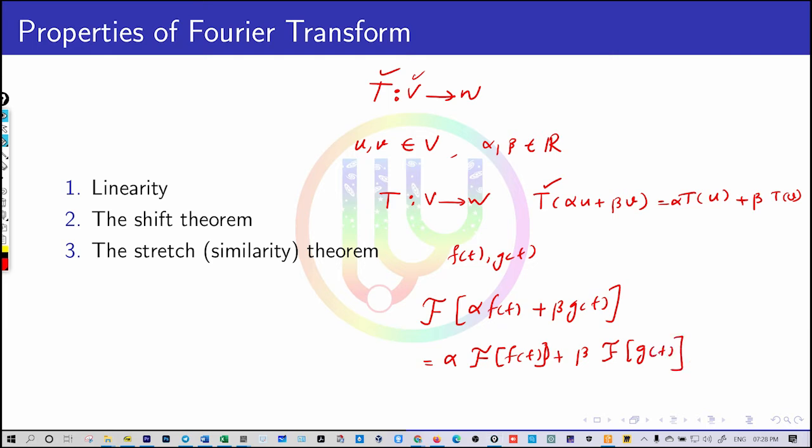Or if you already defined the Fourier transform of f of t is capital F of s and the Fourier transform of g of t is capital G of s, then this can be written as alpha into capital F of s plus beta into capital G of s.